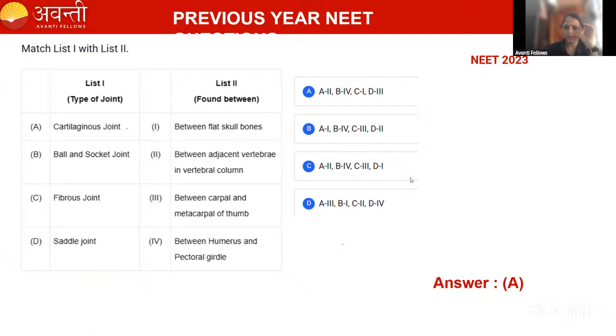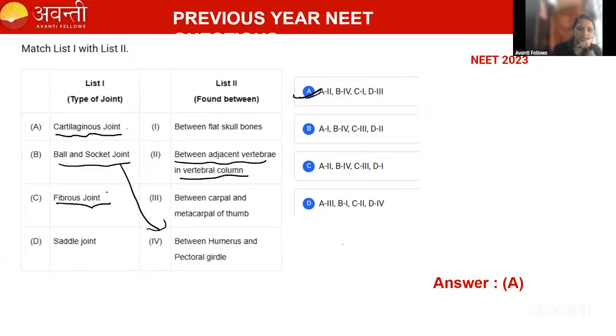Okay, I'm ending the poll, sharing the result. Most of them gave the A answer, 75%, then D is 25%. Here you can see the correct answer is A. The cartilaginous joint is between the adjacent vertebrae, right? And the ball and socket is between the humerus and the ulna, and the fibrous joint between the skull bones, and the saddle joint between the carpal and metacarpal.